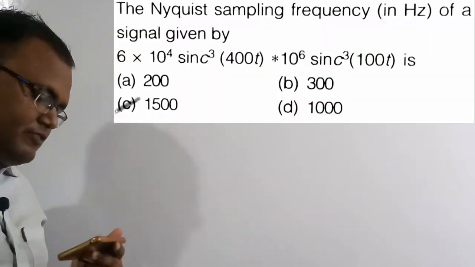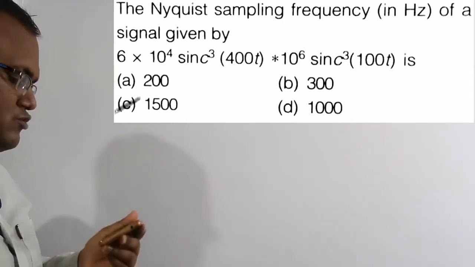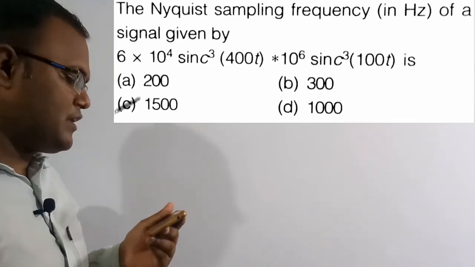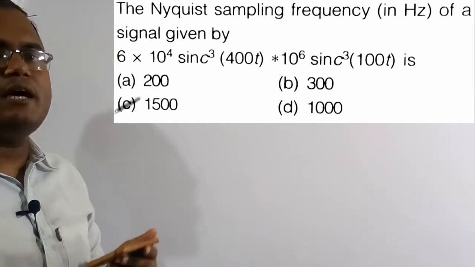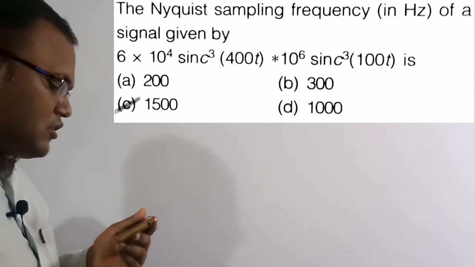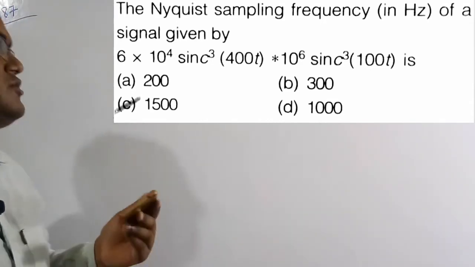Now we are going to solve the 87th question. The question asks: the Nyquist sampling frequency in hertz of a given signal x of t is given by. For this signal we need to find the Nyquist sampling frequency, or the minimum sampling frequency. Option C, 1500 hertz, is the correct solution of this question.